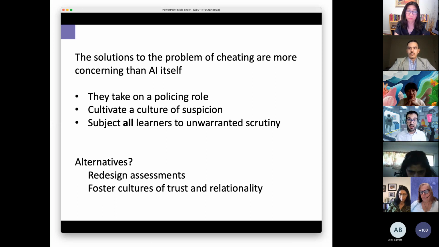and checking. And sure, educators have multiple roles in their classrooms. One of those roles might be to police students, but I would suggest that that is not our main role. And there are alternatives like redesigning assessments and fostering cultures of trust and good relationships with our students.